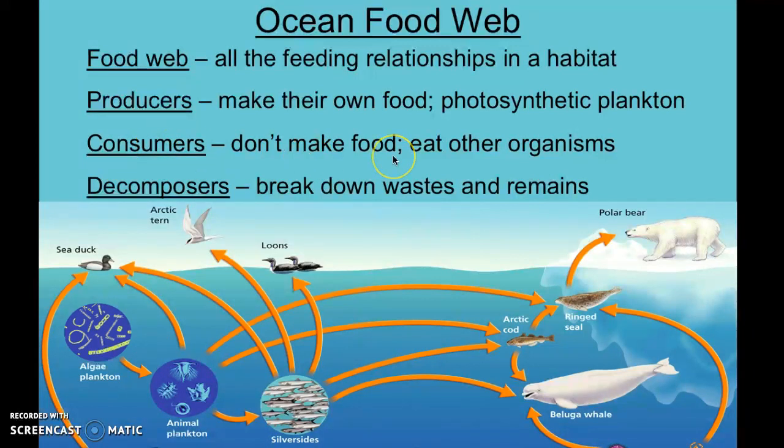Consumers don't make their food, they have to eat other stuff. Fish, whales, lots of things in the ocean are going to be consumers. And then decomposers are going to break down waste and remains, and a lot of times you'll see decomposers as benthic organisms at the bottom, like crabs, for example. A lot of organisms you see at the very bottom of the ocean, like isopods, they're going to be decomposers as well.